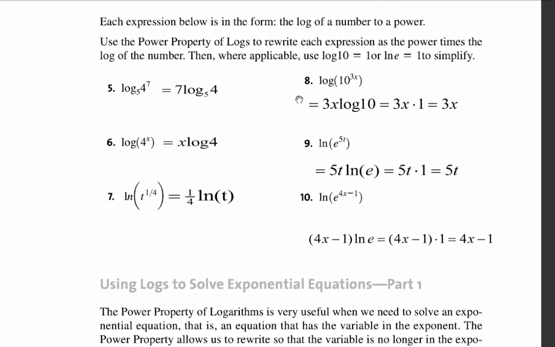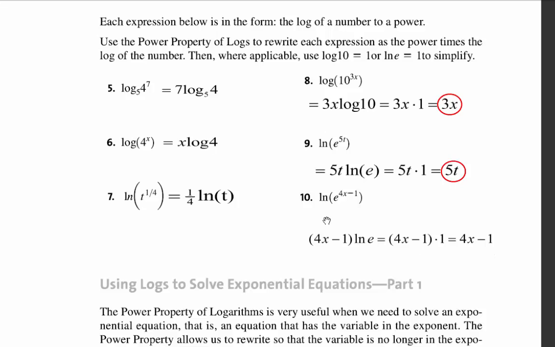So here are the answers for 8 through 9, right? Log base 10 of 10 to the 3x becomes 3x times log base 10 of 10. But remember, log base 10 of 10 is the same as 1. So 3x times 1 leaves us with 3x. For number 9, natural log base e of e to the 5t. Well, the 5t comes in front, and we're left with 5t times natural log base e of e. And natural log base e of e is the same as saying 1. So 5t times 1 leaves us with 5t.